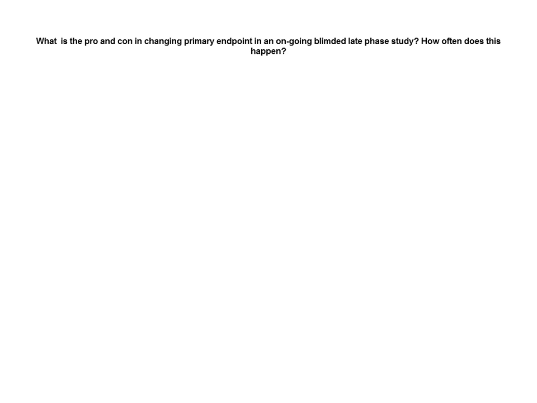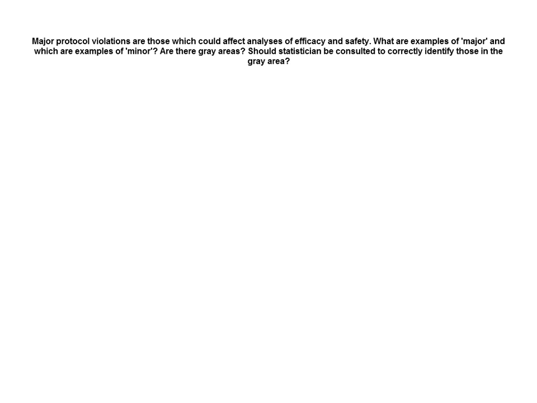Great, thank you, Jennifer. All right, next question. Major protocol violations are those which could affect analyses of efficacy and safety. What are examples of major and which are examples of minor? Are there gray areas? Should statisticians be consulted to correctly identify those in the gray area? I think the statistician and the clinical team needs to work together to determine which are major and minor.